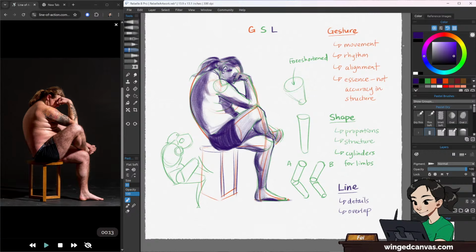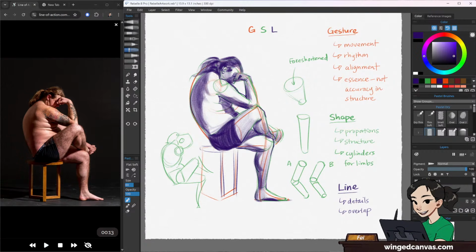Is there a tip to moving away from the hairy line habit? Yes, the GSL method. If you find yourself drawing hairy lines, it's probably because you haven't figured out the movement, the structure, the shapes. So figure that stuff out first, right? And then lines will be a piece of cake. It'll be very, very easy.